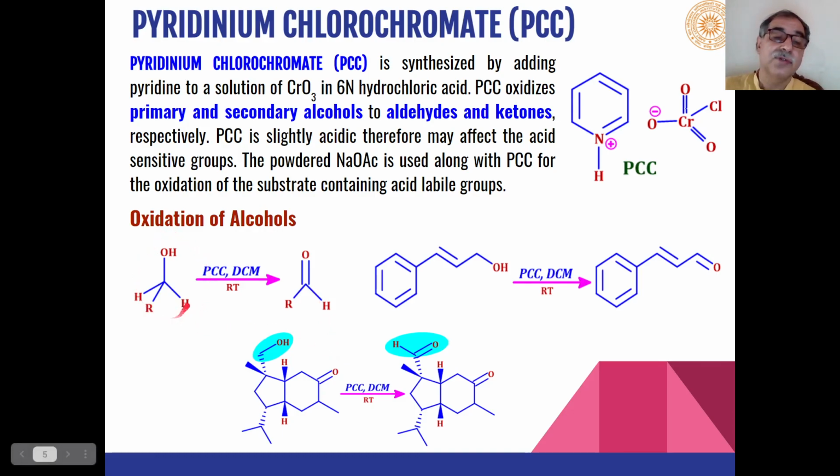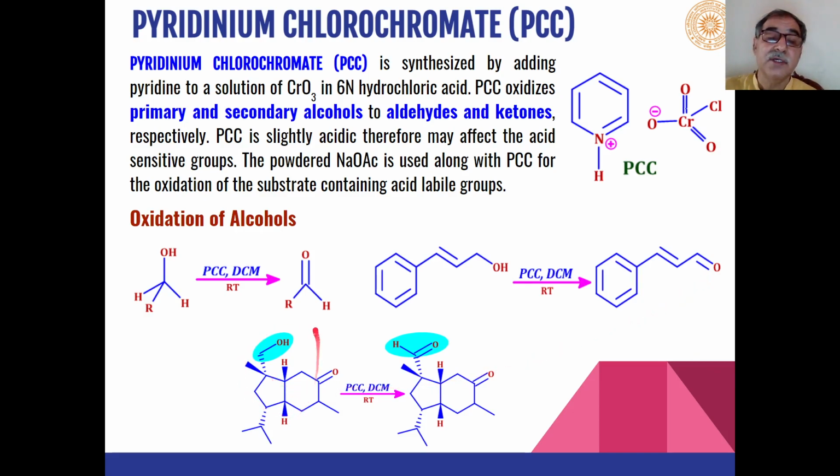These are a few examples. So this is a general reaction where a primary alcohol in the presence of PCC and dichloromethane as solvent at room temperature is converted into an aldehyde. Similarly, this is an example of an allylic alcohol, or we can say a benzylic alcohol, where a conjugated double bond is present in addition to the aromatic ring. So this cinnamyl alcohol is oxidized to cinnamaldehyde in the presence of PCC and dichloromethane at room temperature. So here again, the advantage of this reaction is the exclusive formation of the aldehyde as the product. No further oxidation of the aldehyde to the carboxylic group takes place.